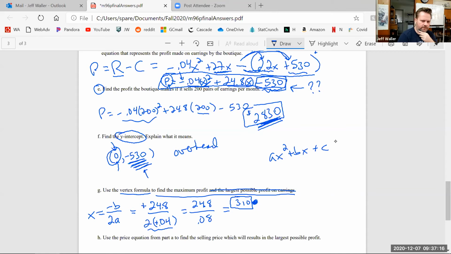What does that mean? What does 310 mean? What does x mean in this problem? The amount of earrings sold. Yes, you got it. So 310 pairs of earrings.